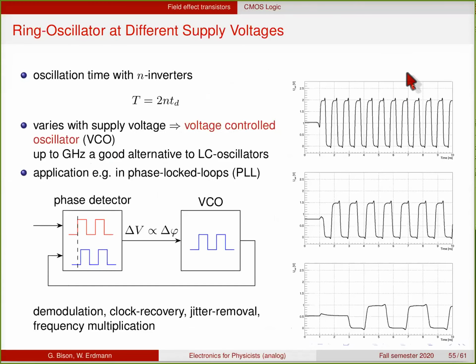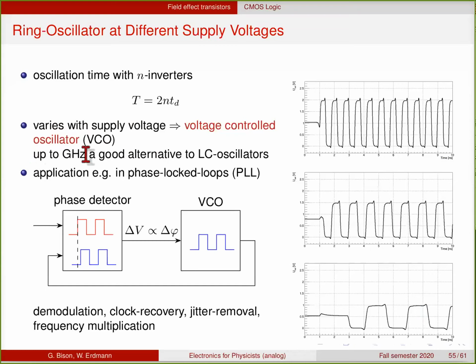And as we've seen, the gate delay is a function of the supply voltage. So if you change the supply voltage for such a ring oscillator, you can change the frequency of oscillation. This is shown here. For the highest supply voltage, you get a fast oscillation, and if you change the supply voltage, you can reduce the frequency. Such a circuit that can oscillate with different frequencies as a function of the voltage that you apply is called a voltage controlled oscillator, or VCO.